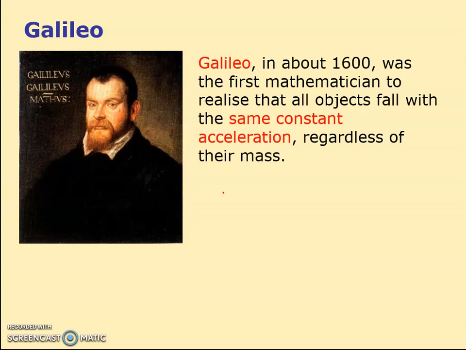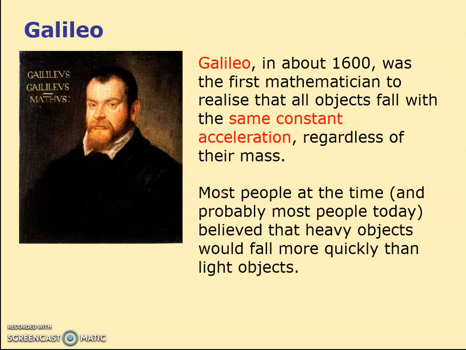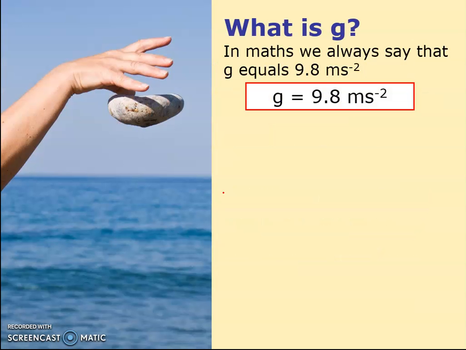Anyway, Galileo, some 400 odd years ago, was the first mathematician to be publicly famous for knowing that objects fall at the same constant rate, and that rate is called the acceleration. Most people at the time, and probably still now, don't believe that. They think that heavy objects would fall quicker, but they don't. They just fall at the same rate. Obviously, there's a bit of slowing down of some objects due to friction, so some objects fall at slightly different rates, but broadly they fall at the same rate. Galileo was the first person to prove this and show this.